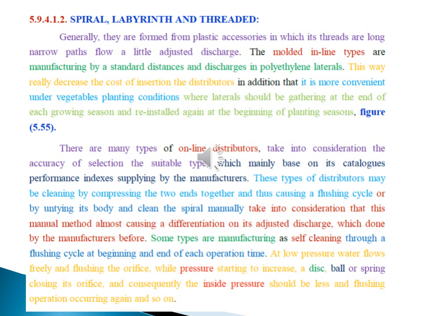The molded inline types are manufactured at standard distance and discharge in the polyethylene lateral. This way really decreases the cost of inserting the distributor, in addition to being more convenient under vegetable planting conditions, where laterals should be gathered at the end of each growing season and reinstalled again at the beginning of the planting season. There are many types of online distributors, so take into consideration the accuracy of selecting the suitable type, which is mainly based on its catalog's performance indexes supplied by the manufacturer.